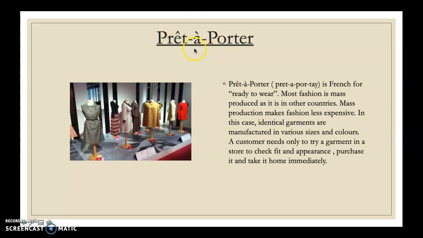Prêt-à-porter. What is prêt-à-porter? Prêt-à-porter is a French term which is used for ready-to-wear garments. Most fashion is mass-produced as it is in other countries. Mass production makes fashion less expensive. In this case, identical garments are manufactured in various sizes and colors. A customer needs only to try a garment in a store to check its fit and appearance, purchase it and take it home conveniently and immediately.